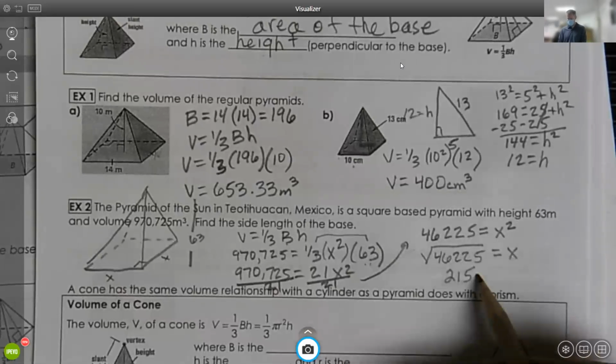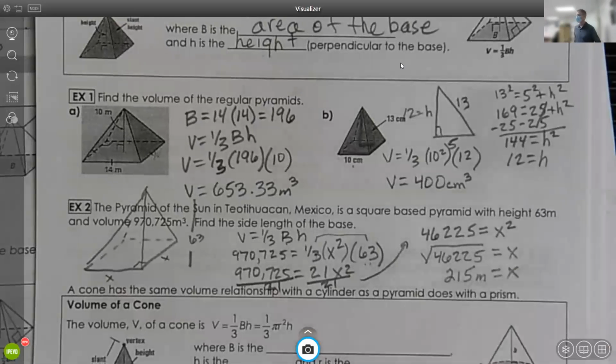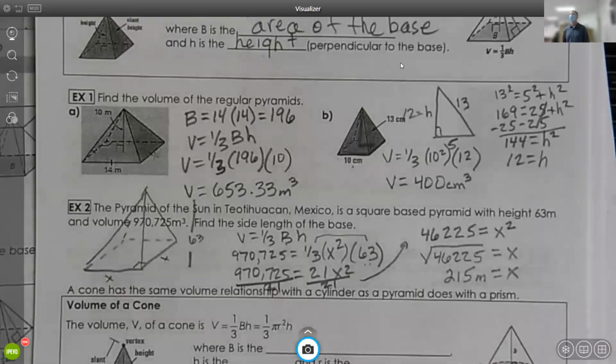215 meters. Now this is not meters cubed because this is just one length of the pyramid. This is not the total volume of the pyramid. The total volume was that huge number, 970,000. This is one length of the base, one measurement of the pyramid. So it's just meters.